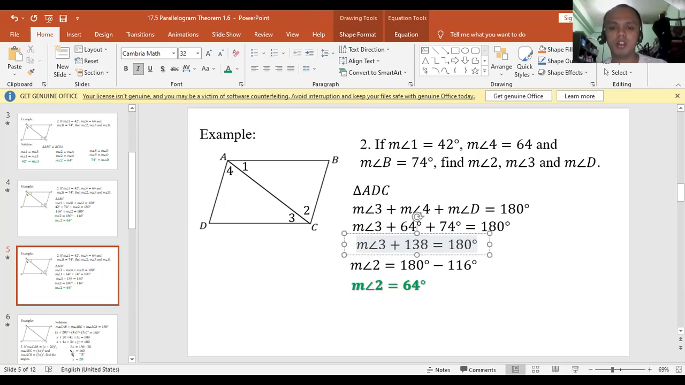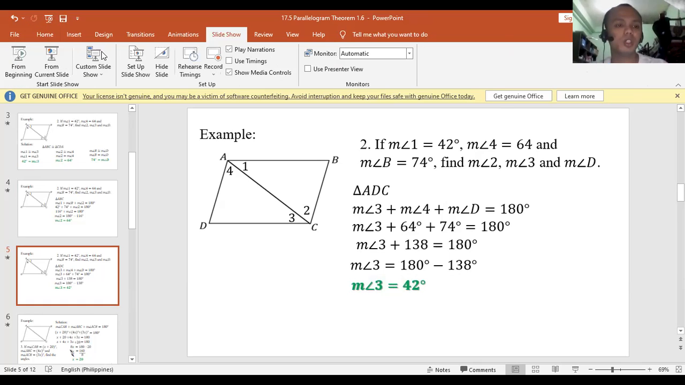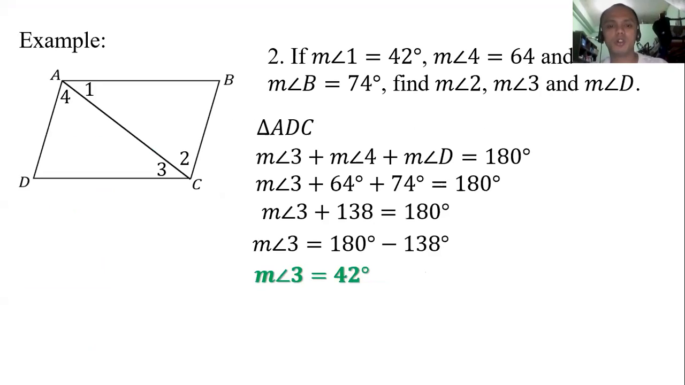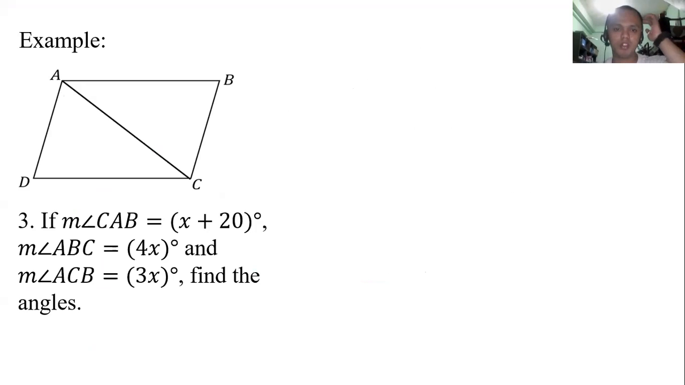Tama? Then subtract it to 180. So 180 minus 138, that would be equal to, your measured angle 3 is 42. Okay? So equal siya kay measured angle 1. So that is the another way to solve, no? But it's up to you kung itong gusto nyo or yung una kong ginawa. Okay? Now, number 3 example.